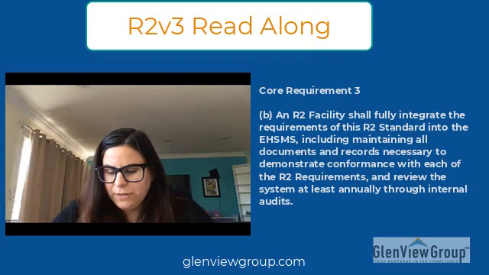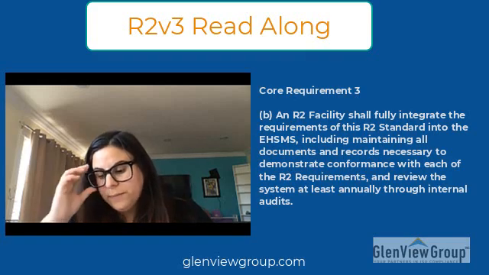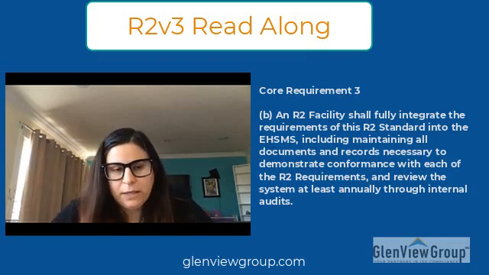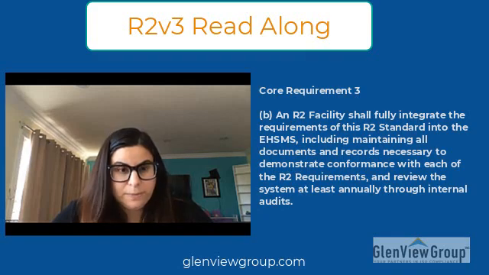So subsection B says an R2 facility shall fully integrate the requirements of this R2 standard into the EHSMS, including maintaining all documents and records necessary to demonstrate conformance with each of the R2 requirements, and review the system at least annually through internal audits. So is this basically telling me I need to have an integrated management system, correct?